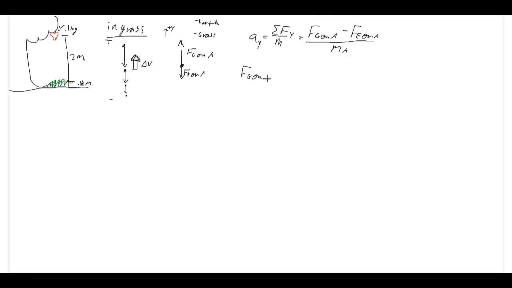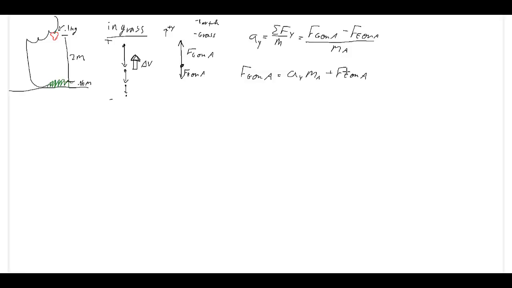Force grass on apple, I'll multiply both sides by m, resulting in ma here, and then I'll add force Earth to get it by itself. So we've got acceleration in the y direction times the mass of the apple plus the force that the Earth exerts on the apple.